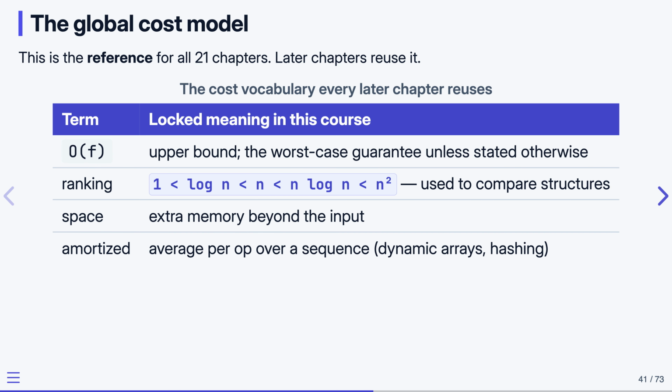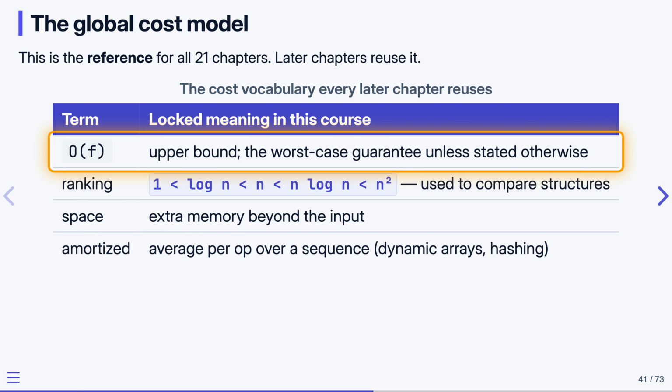This table is our cost dictionary. Every one of the 21 chapters uses these same 4 terms. Let's read them one at a time. Big O of F means an upper bound. It is the worst case we promise, unless we say otherwise.